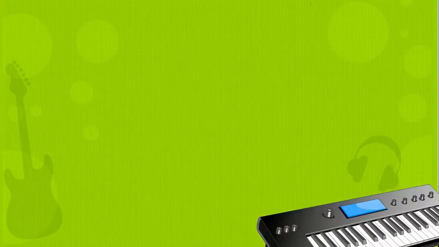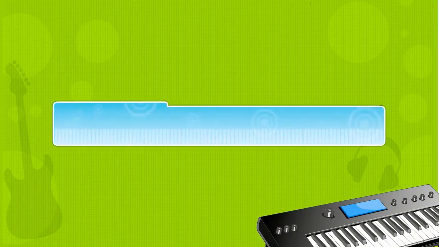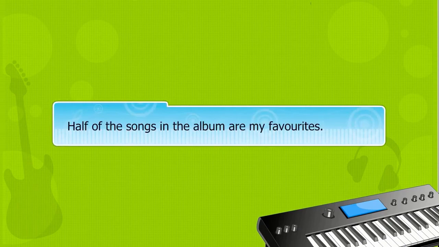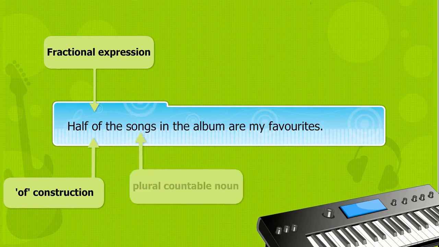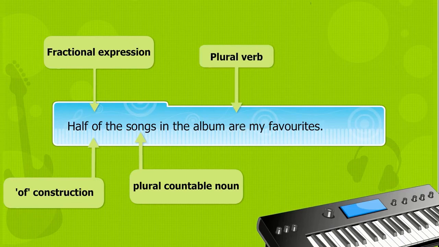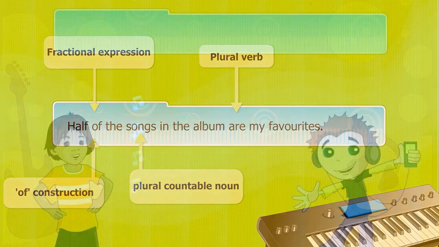Now let us look at the sentence. Half of the songs in the album are my favorite. The word half in this sentence is called a fractional expression. The subject in the sentence, the songs, is a plural countable noun. Thus here, the plural verb are is used. Nouns that are countable and are in plural form are known as plural countable nouns.